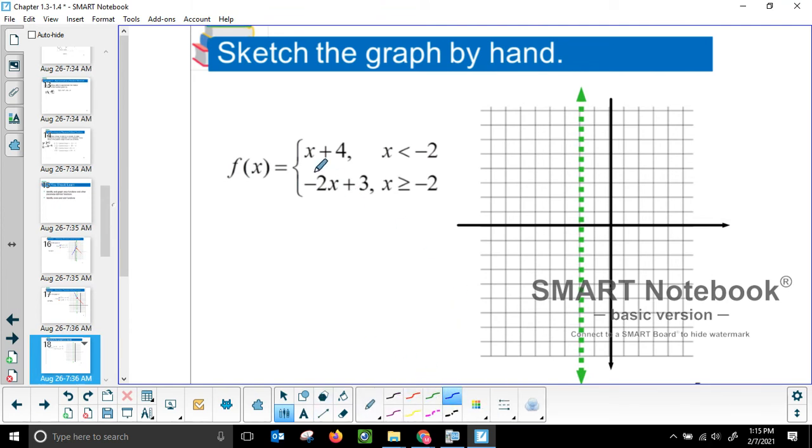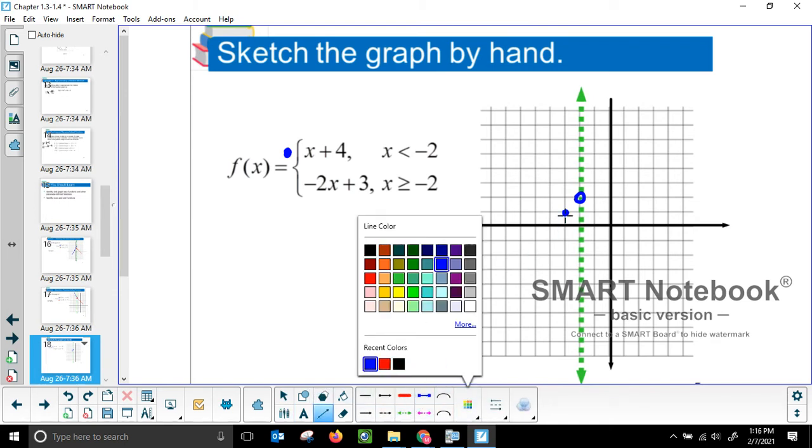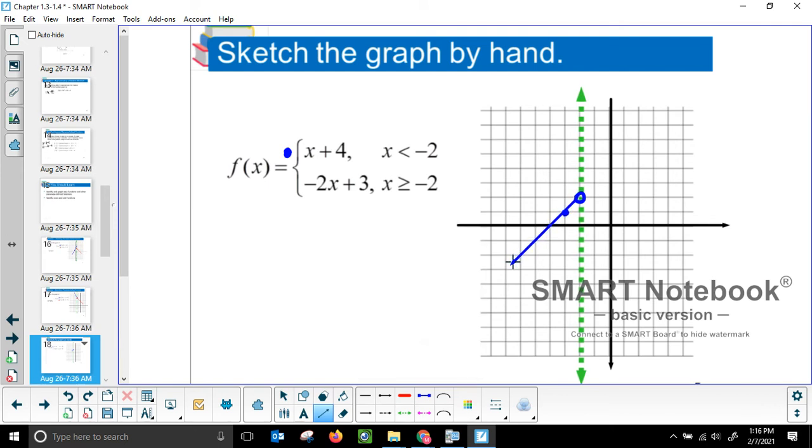Again, I'll do my first piece in blue. I just want to take this number and plug it in. So -2 plus 4 is 2. So I have the point -2, 2. Of course, it's an open circle because this is just less than. So -2, 2, open circle. And again, I can pick any value I want less than -2. I'll plug in -3, and I'll get -3, 1. 2 points is all we need for a line. So I will go ahead and do a line here. And we're done with that piece.